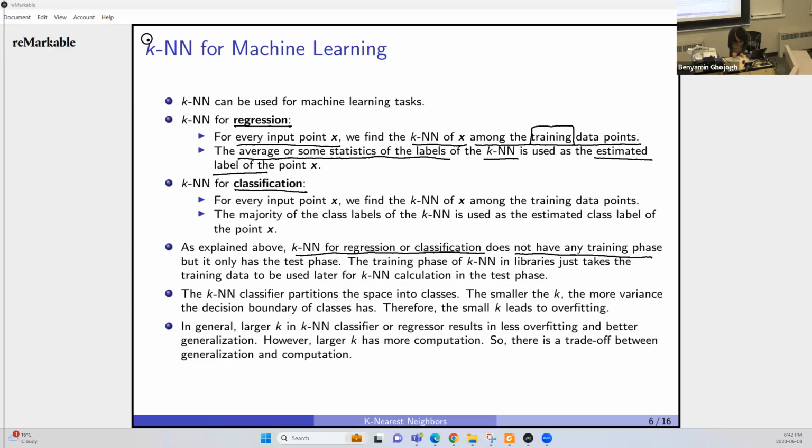The KNN classifier partitions the space into classes. Some of the algorithms partition the space, right? You can see all of the classification problems as partitioning this space, but some of them actually explicitly do that. For example, LDA, QDA we talked about. K-nearest neighbors also does that. If you have two classes, it partitions the space into two parts.